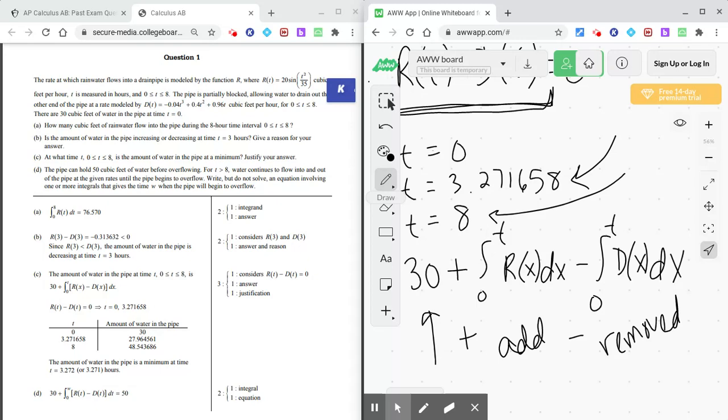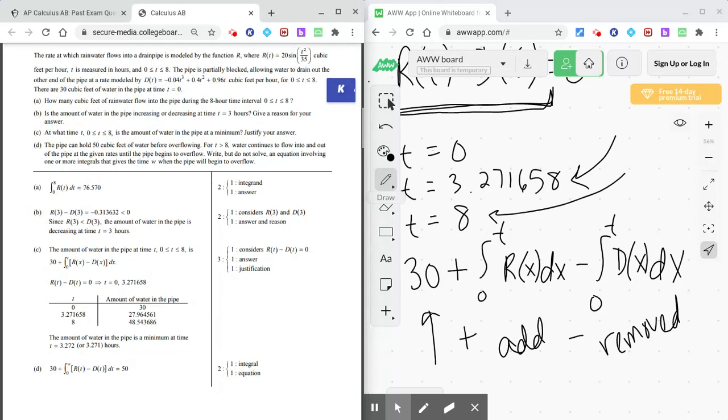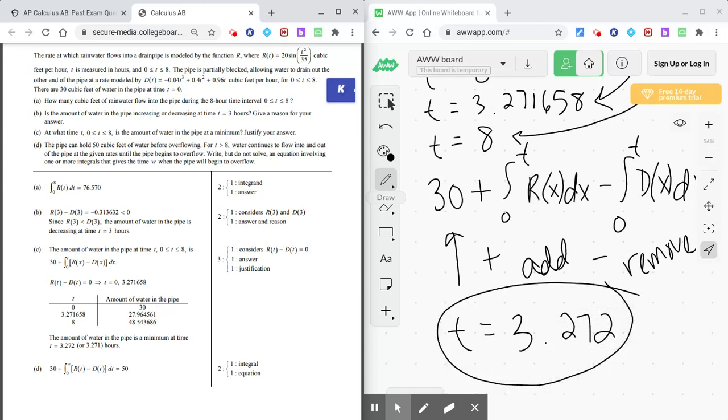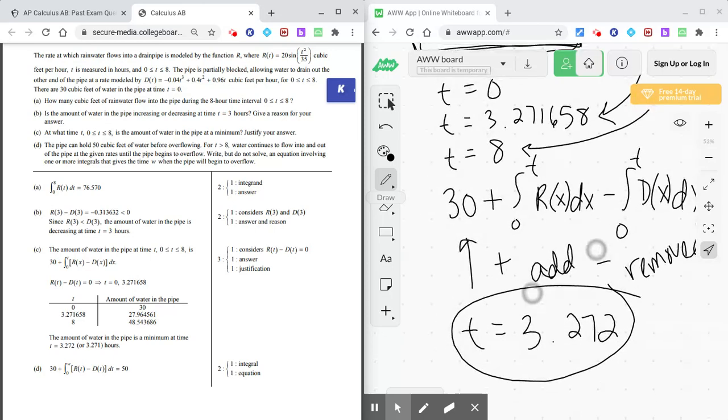I'm going to set up a table in my work just like they did in their answer sheet. But my final answer has to be that the time equals 3.272. That's when there's a minimum. Why? Because the amount at the endpoints, when compared to the one interior critical point, yielded the minimum amount of water on the interval.